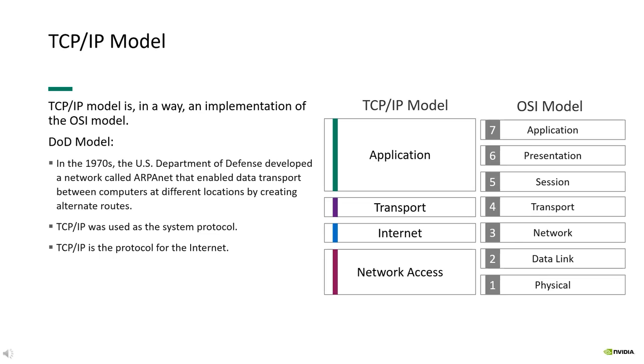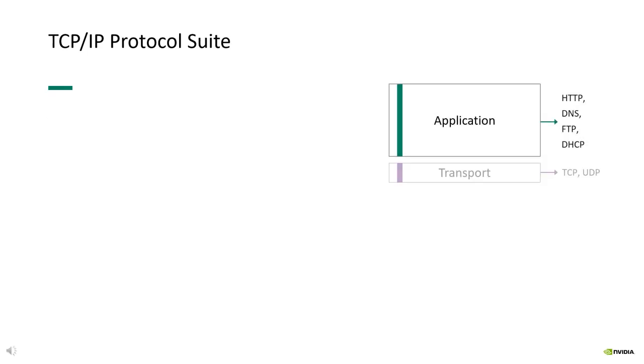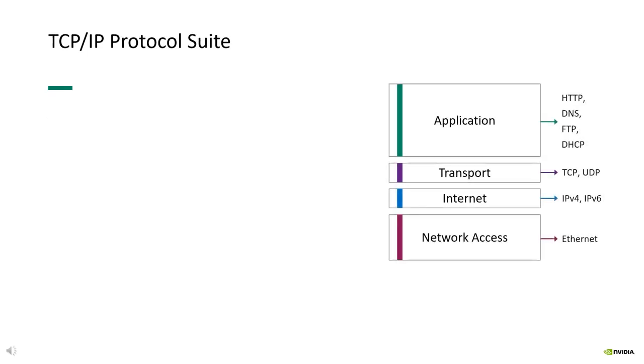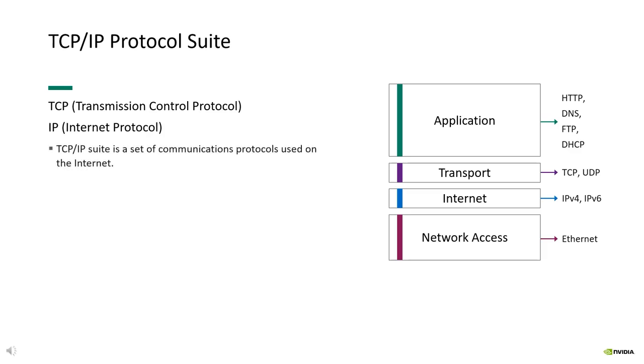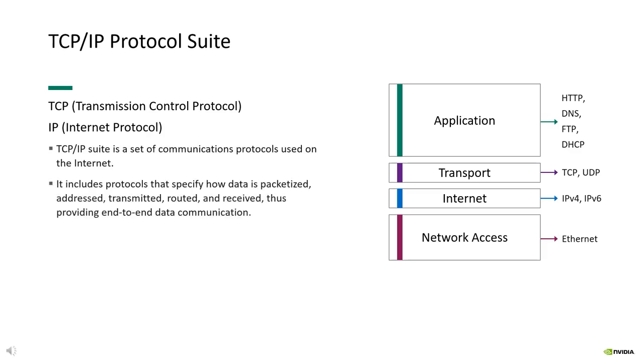TCP/IP specifically defines how computers should be connected to the Internet and how data can be transmitted between them. The TCP/IP protocol suite is named after two of the main protocols: TCP, Transmission Control Protocol, and IP, Internet Protocol. The TCP/IP suite is a set of communications protocols used on the Internet. It includes protocols that specify how data is packetized, addressed, transmitted, routed, and received, thus providing end-to-end data communication.